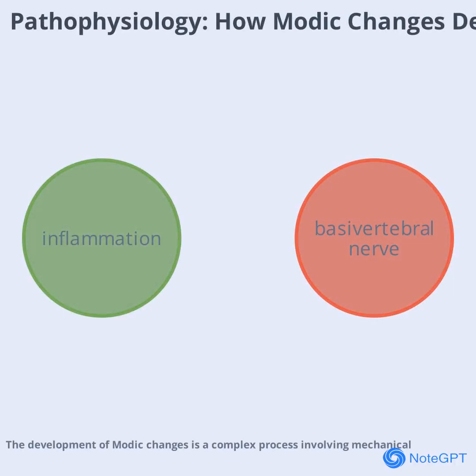Development of Modic changes is a complex process involving mechanical, inflammatory, bacterial, and even autoimmune factors. Damage to the vertebral plates, whether from trauma, degeneration, or chronic stress, can disrupt the local environment. This leads to the release of inflammatory cytokines and attracts immune cells, causing changes in the bone marrow. In some cases, low-grade bacterial infection or autoimmune responses further fuel the inflammation.